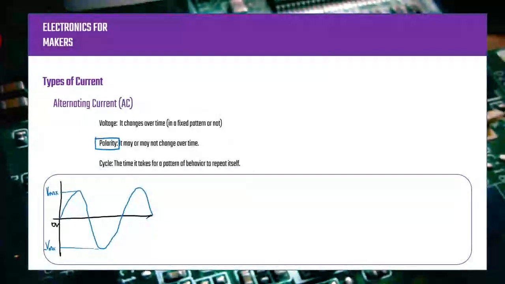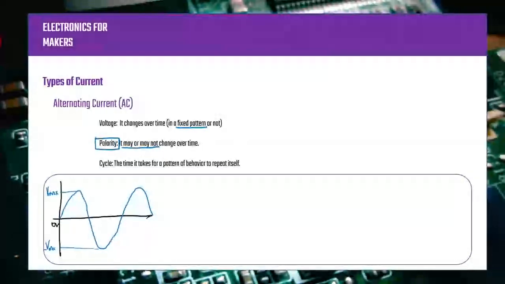Now, the changes in voltage as we are seeing here, in this case, it's a fixed pattern. It's not always going to be the case. So in AC the voltage is changing, and the polarity may or may not change, but usually it changes over time as well. So in DC we see a steady voltage and a steady polarity. In alternating current we see a change in voltage and maybe a change in polarity.